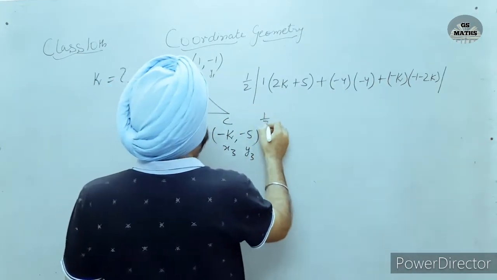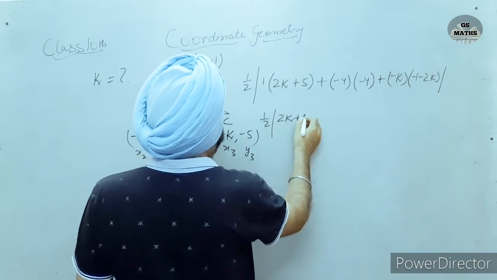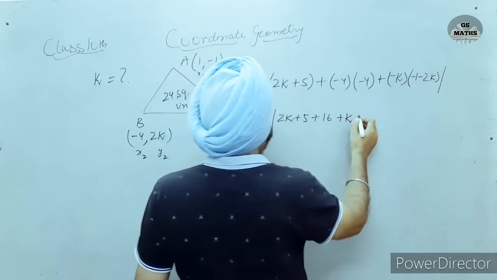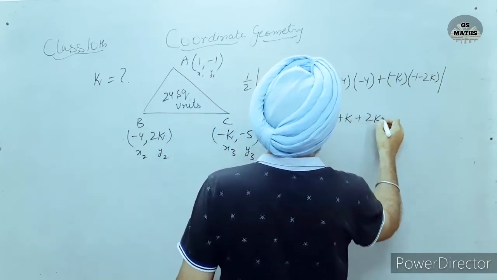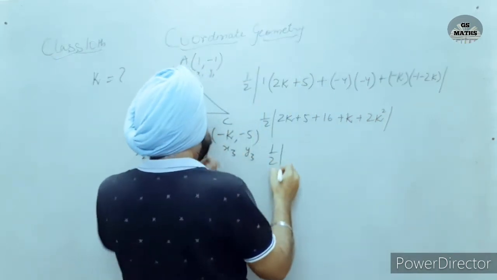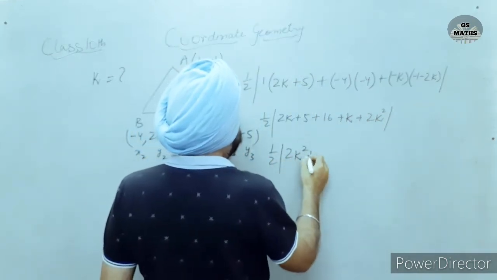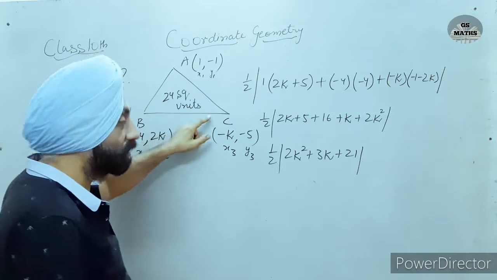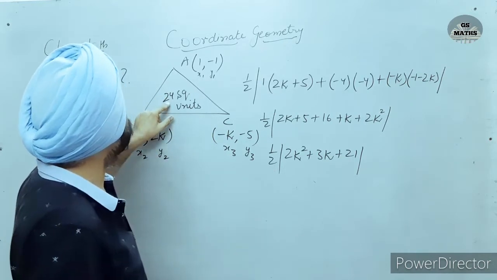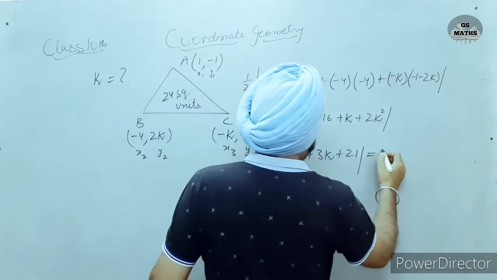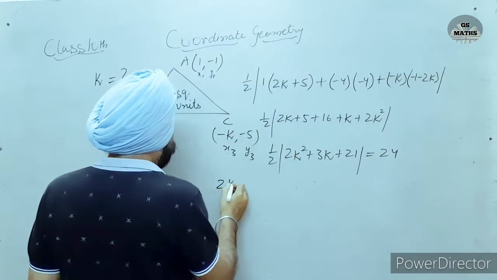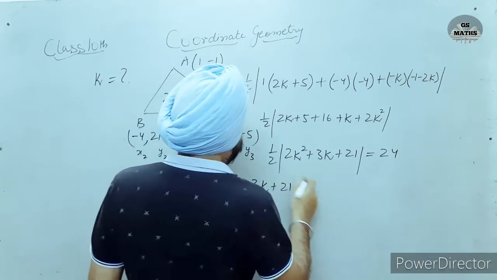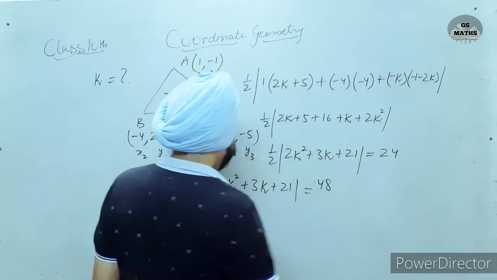Now this comes out to be half. This is 2k plus 5 plus 16 plus k, open these brackets, then plus 2k square, half. This is 2k square plus 3k plus 21. This is the area of the triangle ABC, but the area of triangle ABC is given as how much? 24. So equate this equal to 24. Or 2k square plus 3k plus 21 is equal to 2 into 24, which is 48.